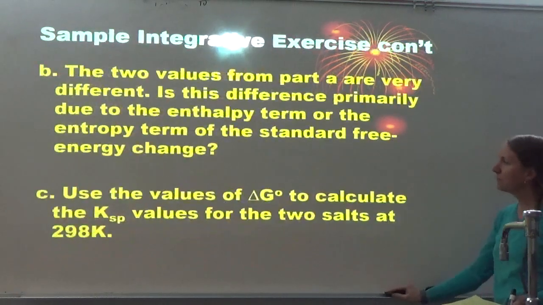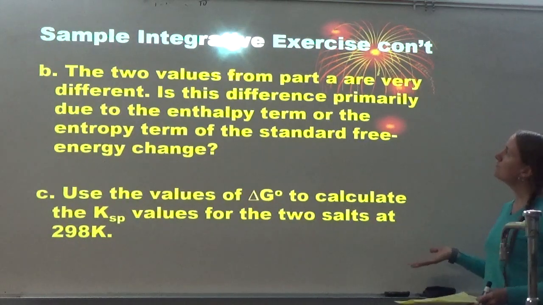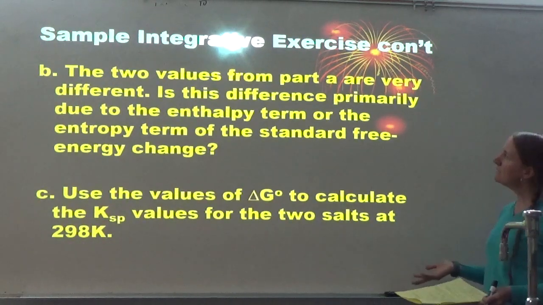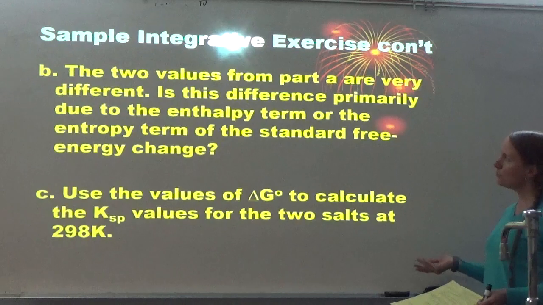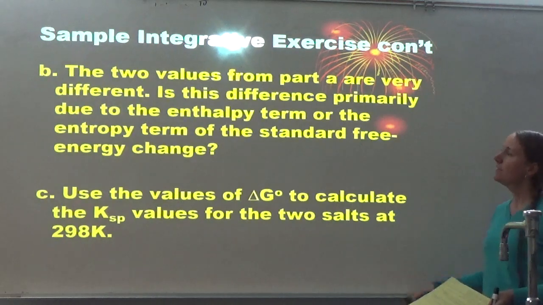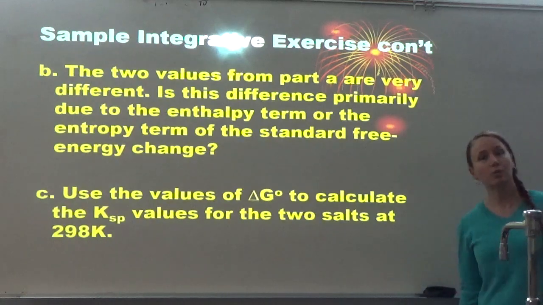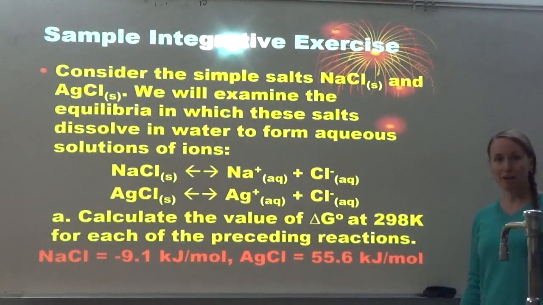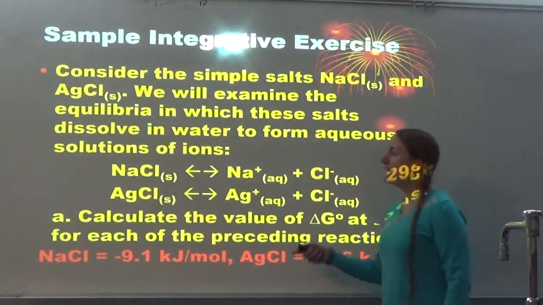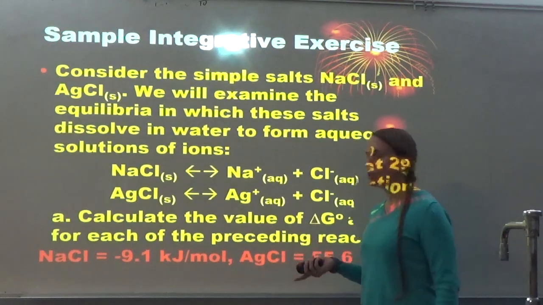All right. So it says the two values from part A are very different. Is this difference primarily due to the enthalpy or the entropy? Now, we didn't calculate delta S or delta H, and gosh knows we don't want to calculate that again. So let's just go back and look. Okay, the entropy should be pretty much the same.